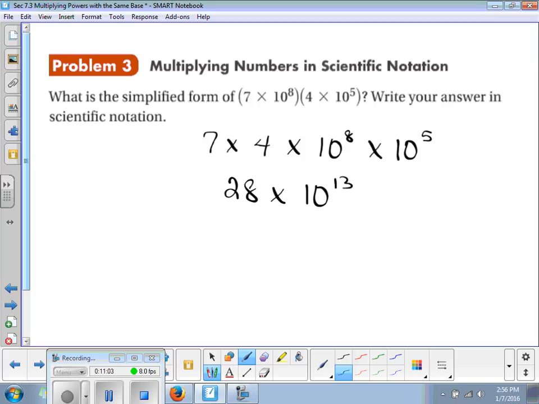So, in order to do that, we're going to move our decimal to the left. And when we move to the left, what do I do to the exponent? Add 1. You add 1. Very good. So, we end up with 2.8 times 10 to the 14th.